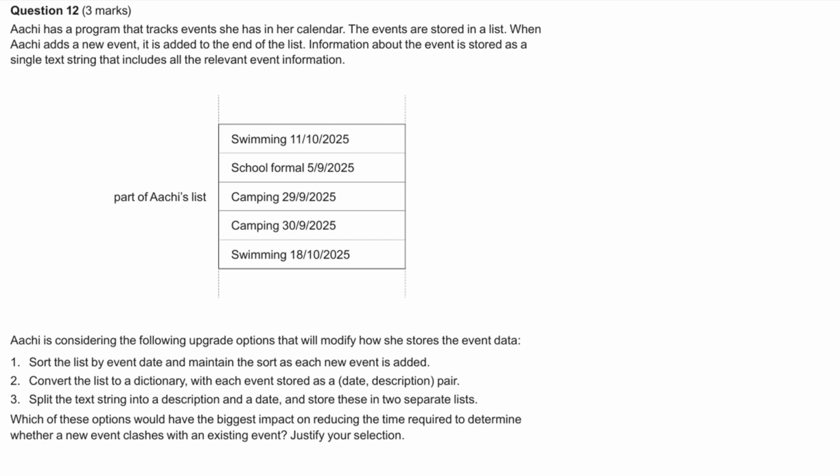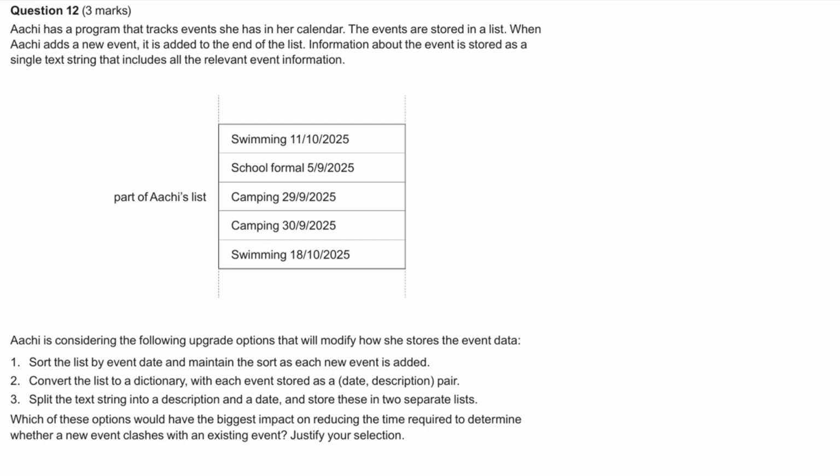What are the examiners asking for? Okay, there are 3 marks. We're talking about time. We're hardcore computer scientist, algorithmics type people. We want to mention time and complexity. So you've also got to be careful that we're only answering the question at the bottom. So it's the impact on reducing the time required to determine whether a new event clashes. So it doesn't matter how much preparation goes into it.